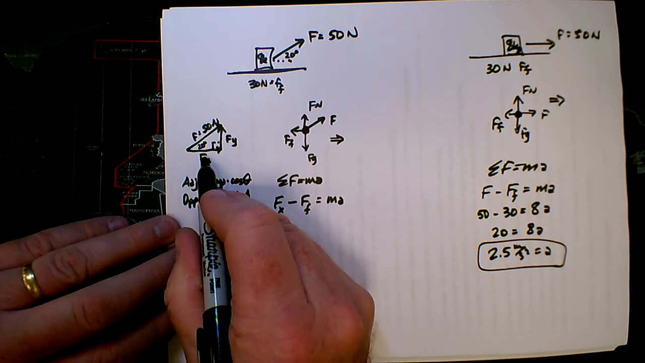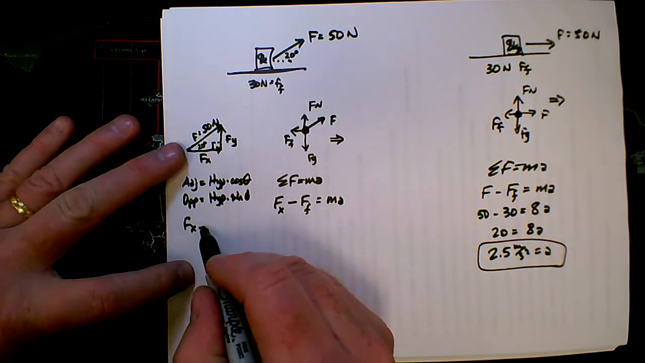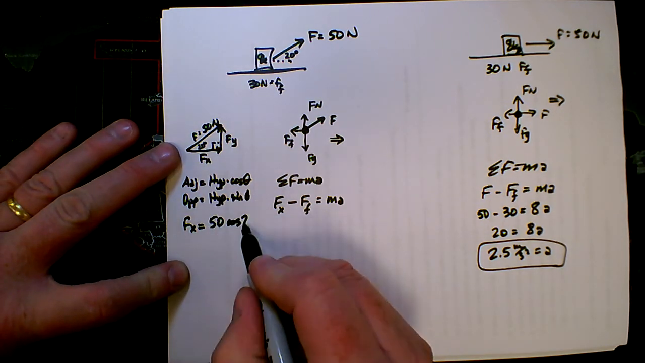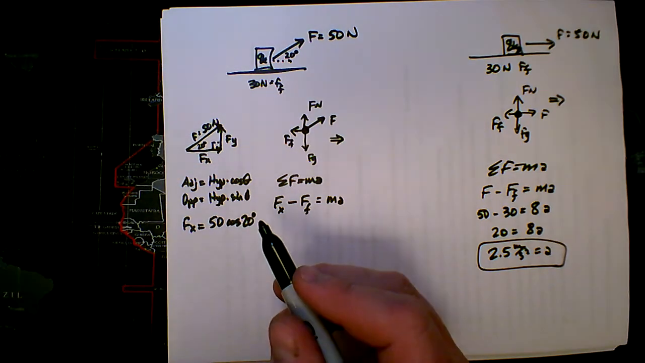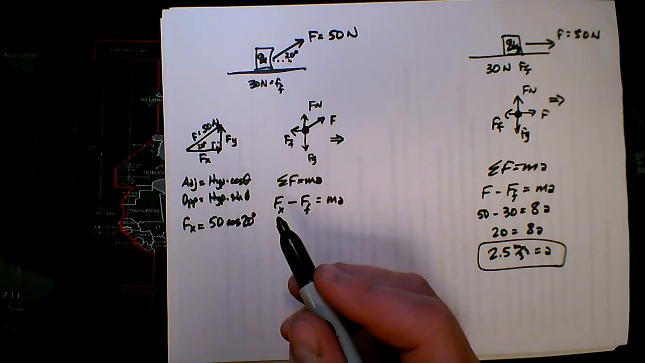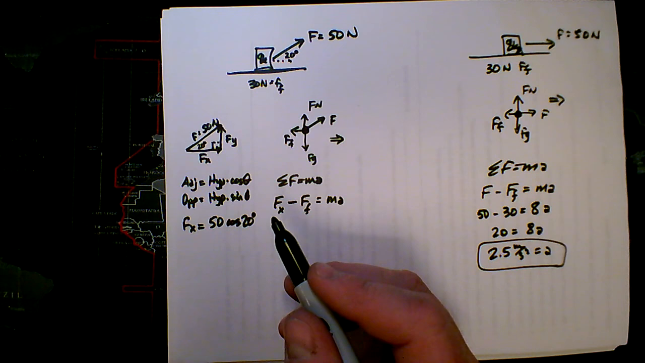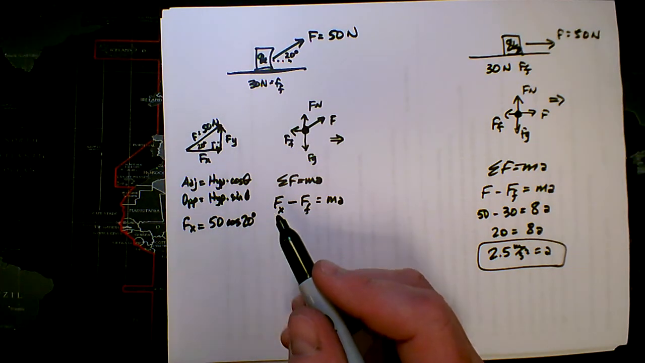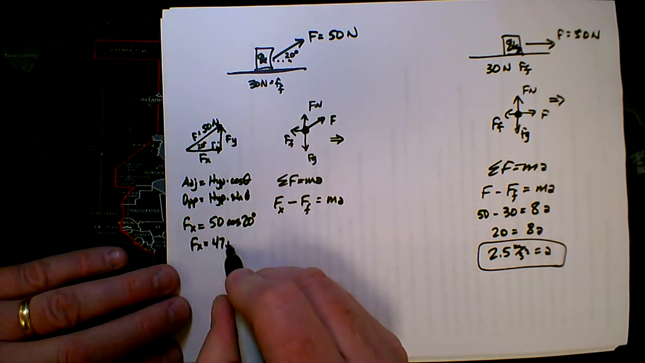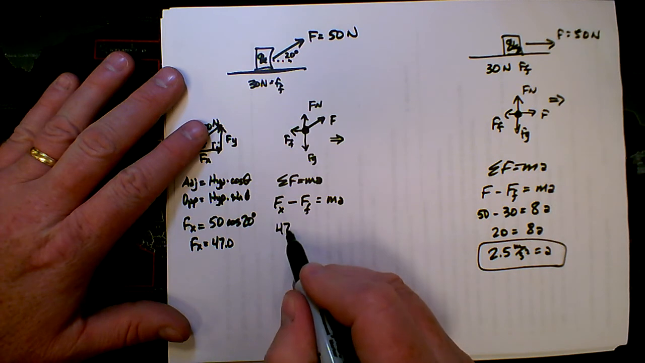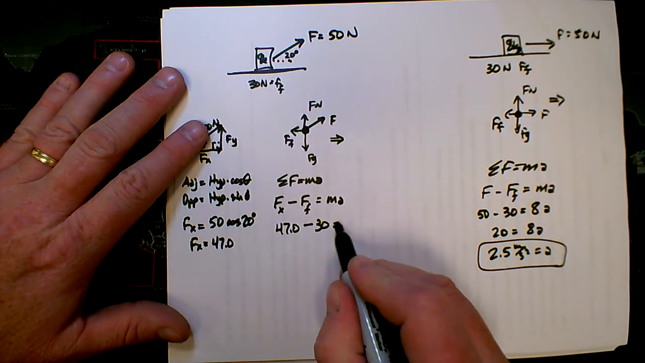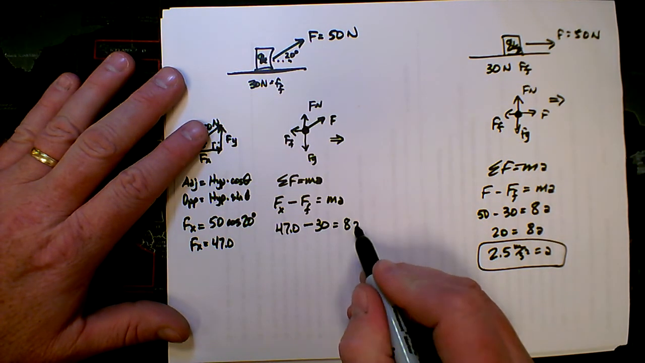So in this case, Fx is adjacent. Fx equals the hypotenuse, 50, times the cosine of the angle, 20 degrees. So making sure my calculator's in degree mode, I go ahead and type in 50 times the cosine of 20, and I get 46.98. So I'm just going to call that 47.0. So 47.0, that's my Fx, minus my friction, 30 newtons, equals my mass, 8, times my acceleration.